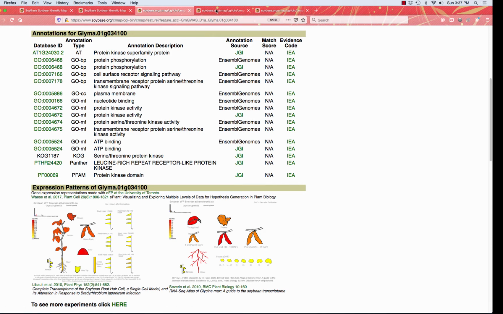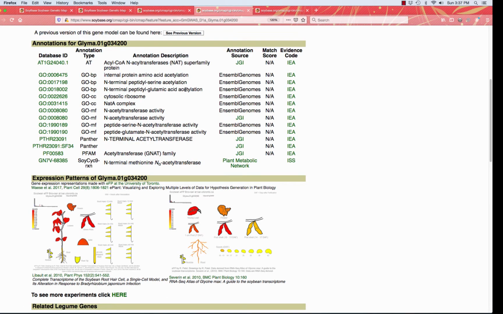So let's look at the next gene in the list, and from the annotations we see that it's probably an acetyltransferase. There's nothing in here that screams I'm involved in the seed coat whatsoever. And if we look down here at the expression patterns, we see that this gene shows maybe a mild bit of expression very early in seeds in development.